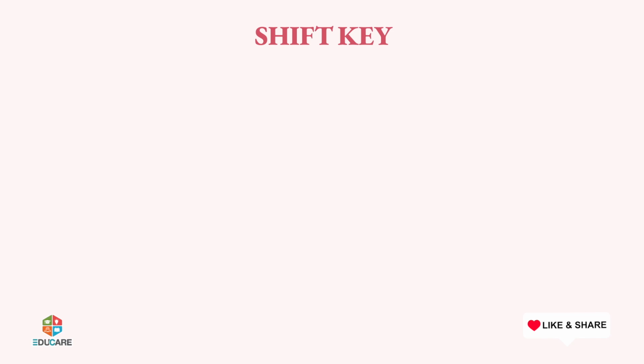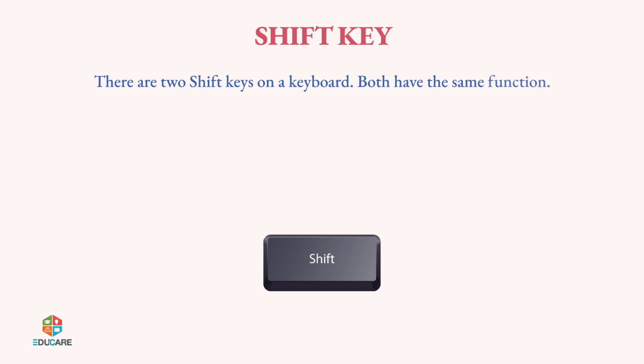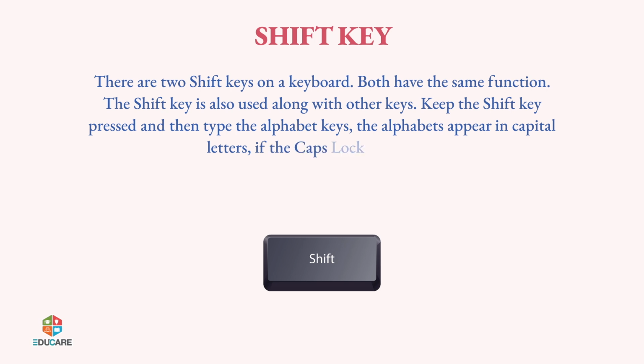Shift key. There are two shift keys on a keyboard. Both have the same function. The shift key is also used along with other keys. Keep the shift key pressed and then type the alphabet keys. The alphabets appear in capital letters if the caps lock key is off.